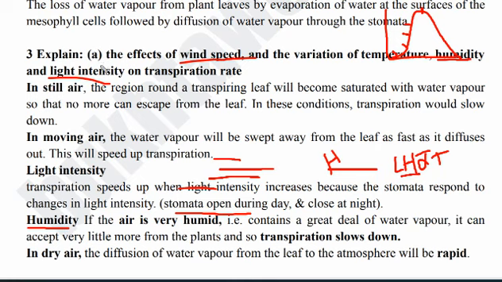On the basis of light intensity, with high light intensity the rate of transpiration will be high. Lower the light intensity, the rate of transpiration will be low, because it depends upon opening and closing of stomata. During the day there is more sunlight and more transpiration occurs, and during the night the stomata close because there is no sunlight, no photosynthesis takes place. So that's why the rate of transpiration will be low.